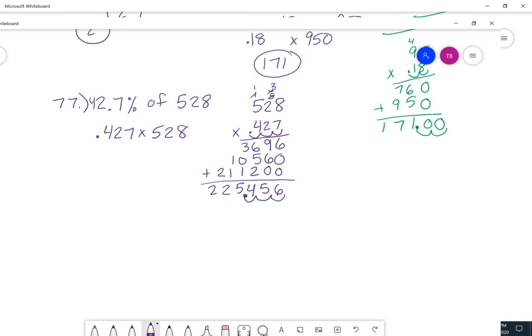Now I'm going to look back at the instructions, and it says to round to the nearest tenth. So here is my tenth, the 4. So I'm going to look 1 place value to the right, and we get a 5. 5 is big enough to round the 4 up to a 5. So my final answer is 225.5. And that's it. Thank you.